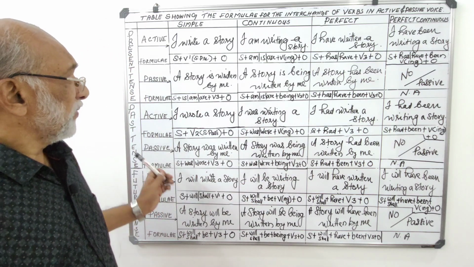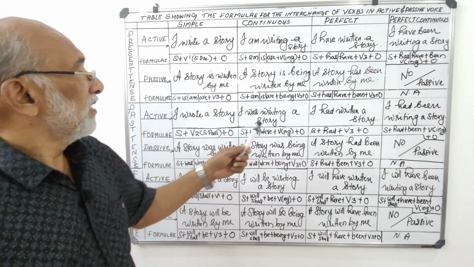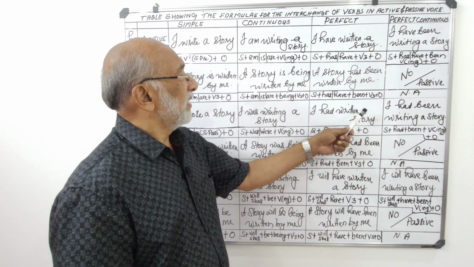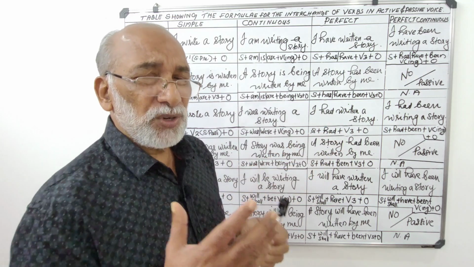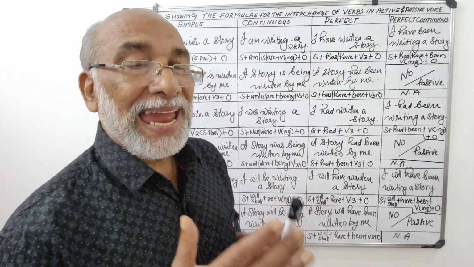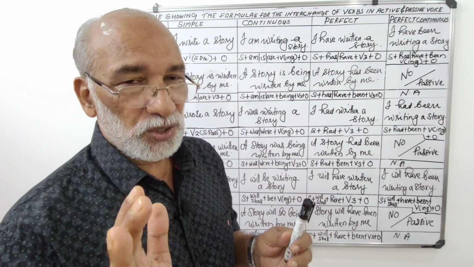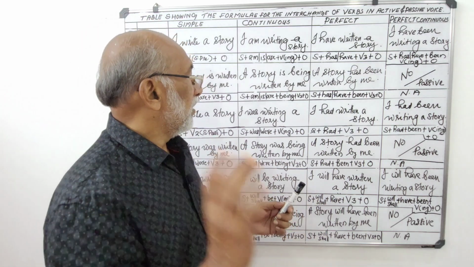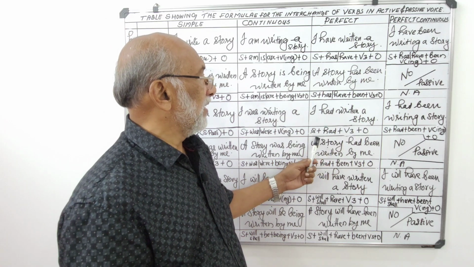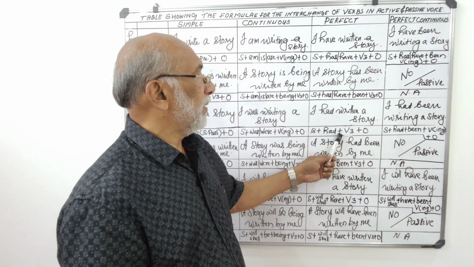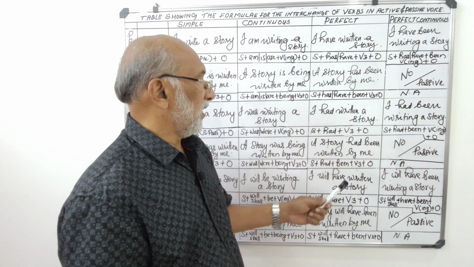Again, coming to the past perfect, what is the sentence? I had written a story. For perfect tense, with all the subjects we use had. There is no choice, has or have, something like that. No, it's only had. Always had is used. I had written a story. So it's comparatively easy. Subject plus had plus past participle of the verb plus object.